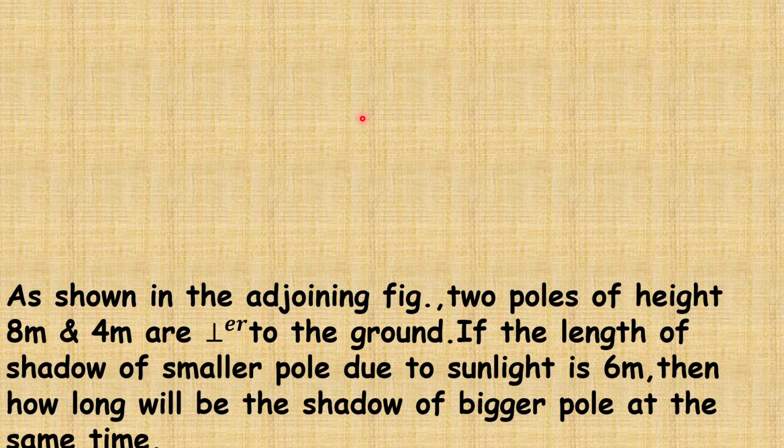Next example. As shown in the adjoining figure, the two poles of height 8 meter and 4 meter are perpendicular to the ground. If the length of the shadow of the smaller pole due to sunlight is 6 meter, then how long will be the shadow of the bigger pole at the same time?